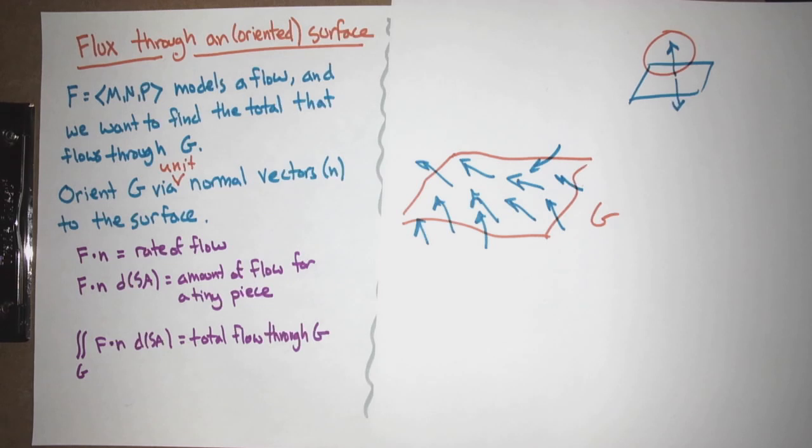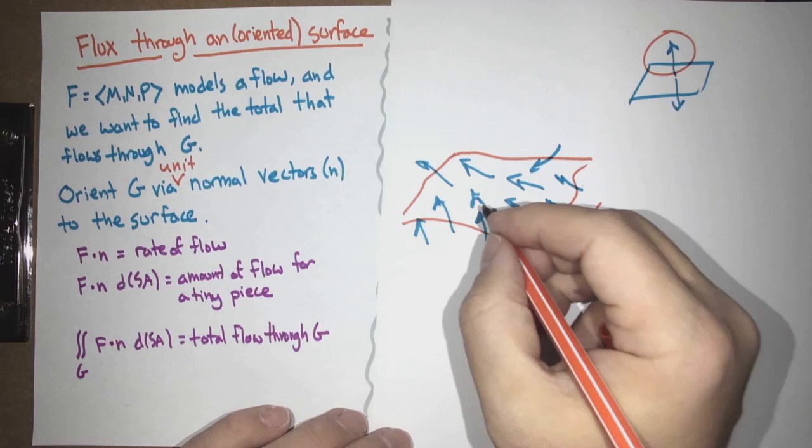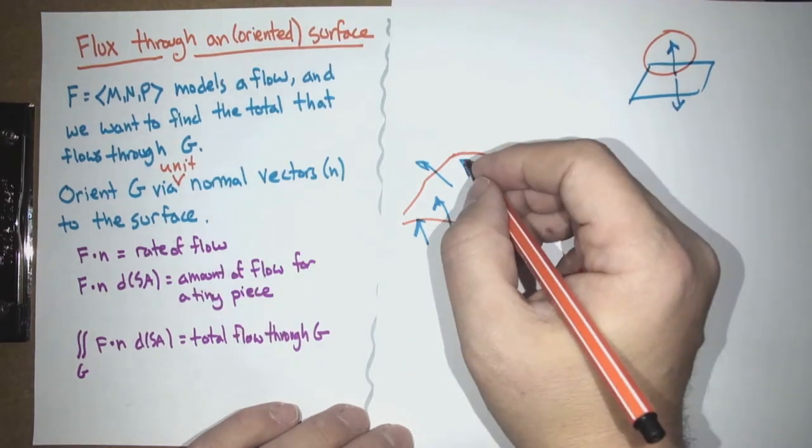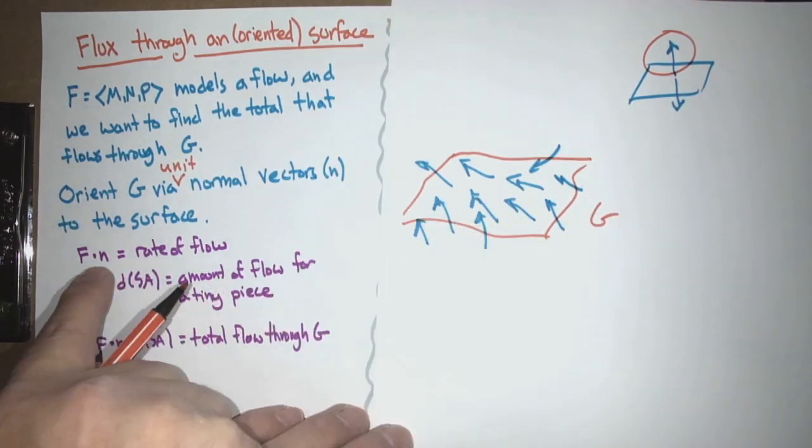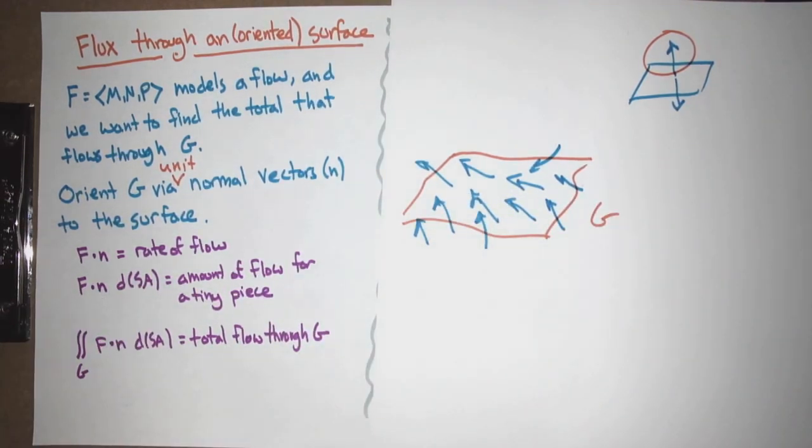F dot n, that's the rate of flow. If I'm going directly up through the surface, I capture all of the flow of F. If I'm perpendicular to the surface, nothing's going in or out. So you have to do this dot product. That captures how much of the flow actually is crossing. Now, that's your rate. How do you find your amount? Rate times area. That's the amount of flow for a tiny piece of your surface. How do you find the total? You add it up. The integral is adding up the little flows at every piece.